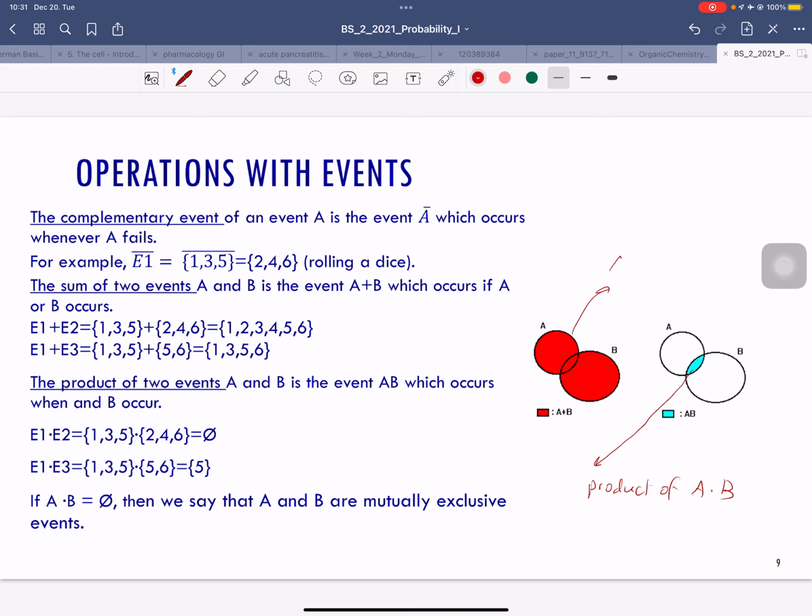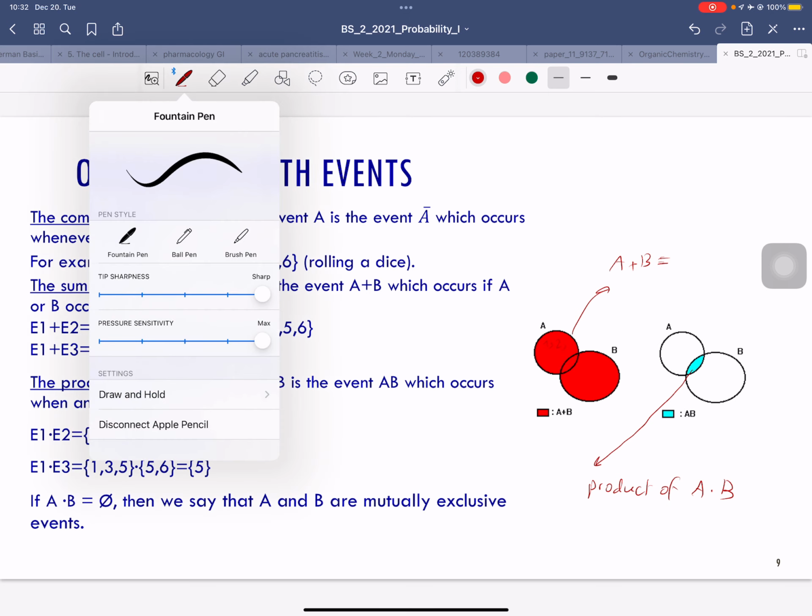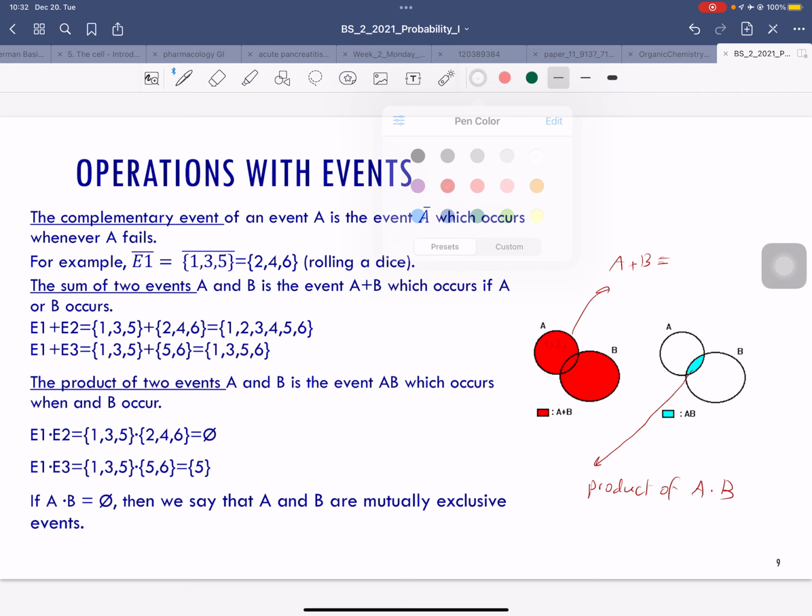And here we can see A plus B will be all of the possibilities that can be shown with A and B. For example, if we have in A the numbers 1, 2, 3, and we write 4, 5, 6, it will be 1, 2, 3, 4, 5, 6. If we have here 1, 2, 3, 4, 5, 6, in this case our product with B will be just the number 3.